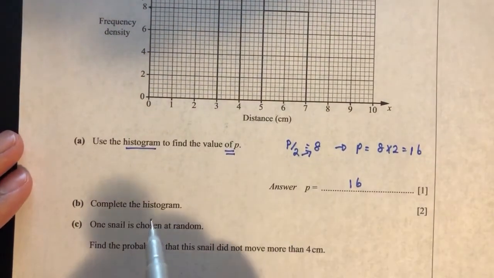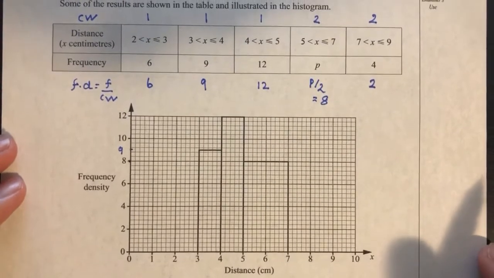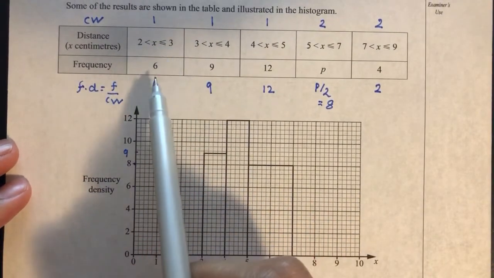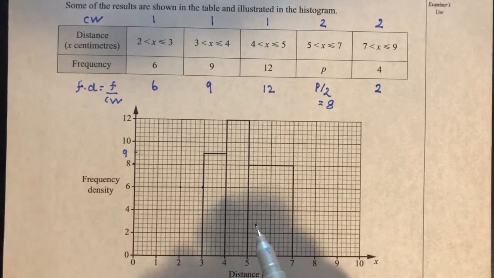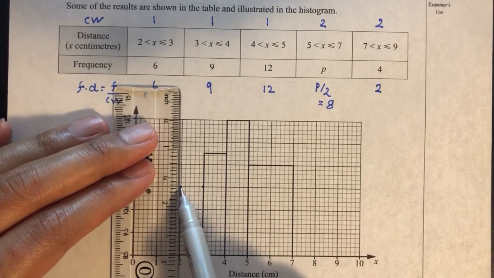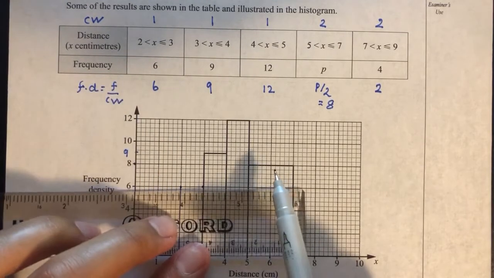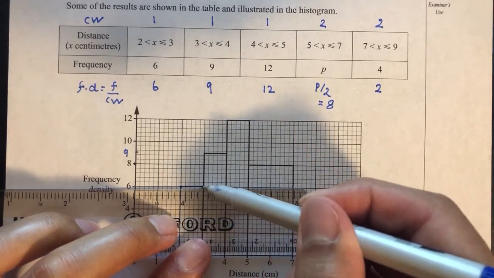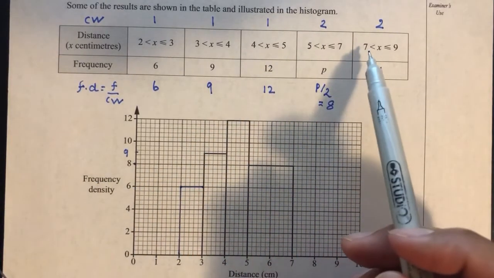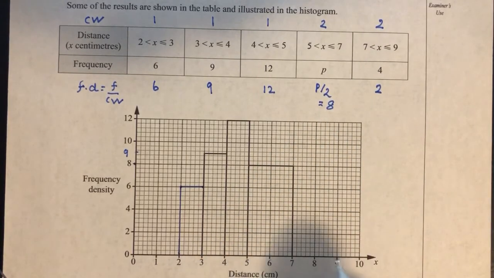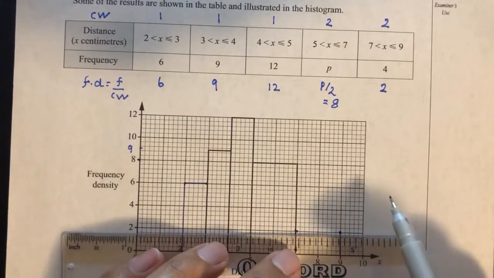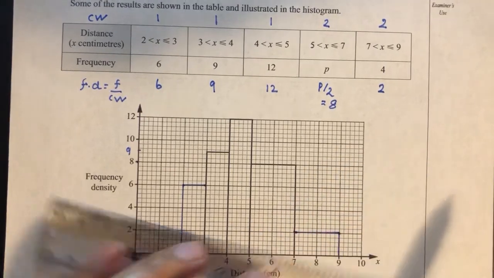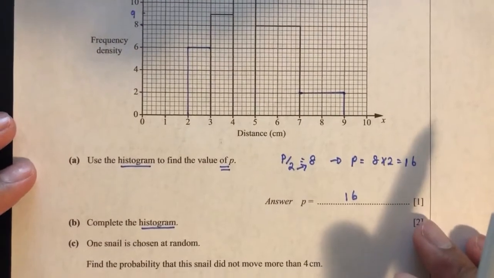Now part B, complete the histogram. This is very easy. Here we have class 2, 3, which is 6. So we just have to join the points and draw like a bar chart to form the histogram. And the next class will be 7, 9, with a value of 2. Okay, so we are almost done for this one. One more line, and this is the histogram for the information. So that is part B.